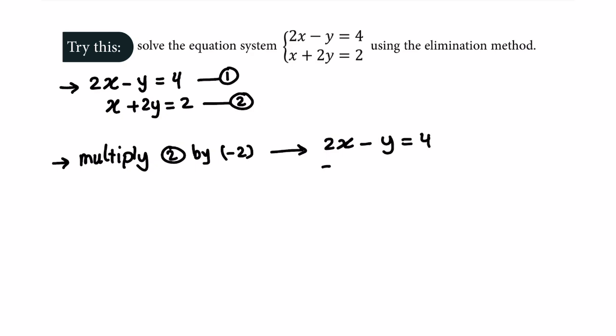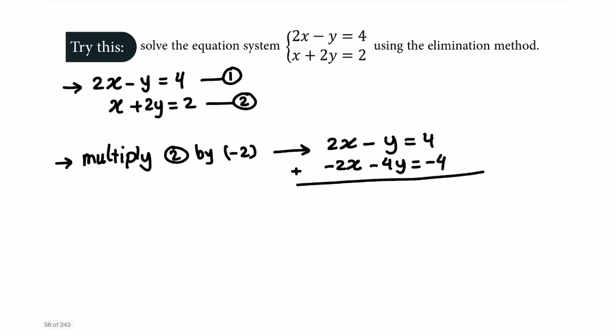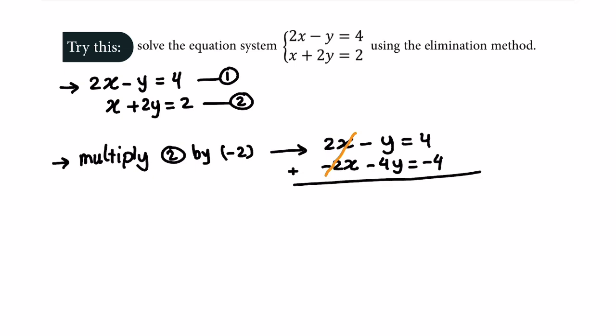Then I have negative 2x, negative 4y equal negative 4. Then I'm going to add them or combine them. The combining process is like that. In this case, the 2x and the negative 2x will be canceling. 4 and 4 will be canceled. We have negative 5y equal 0. So in this case, I have negative 5y equals 0.